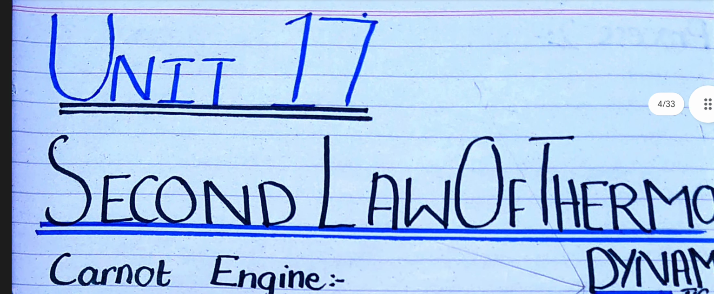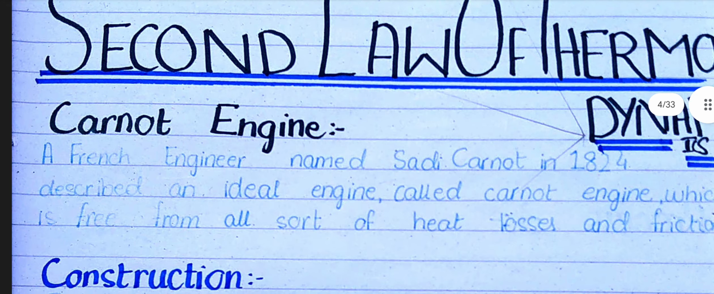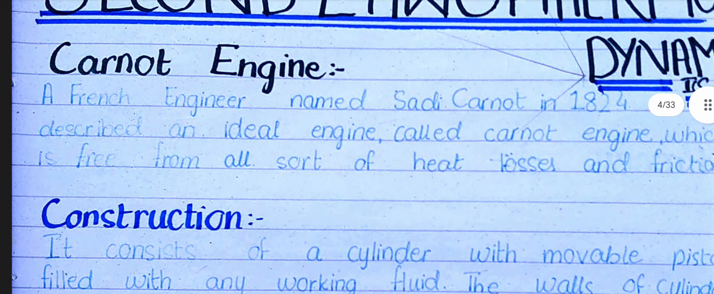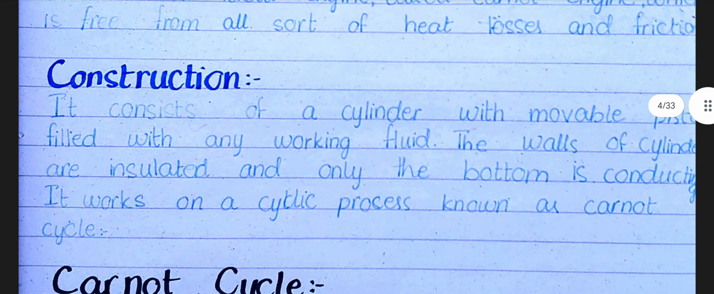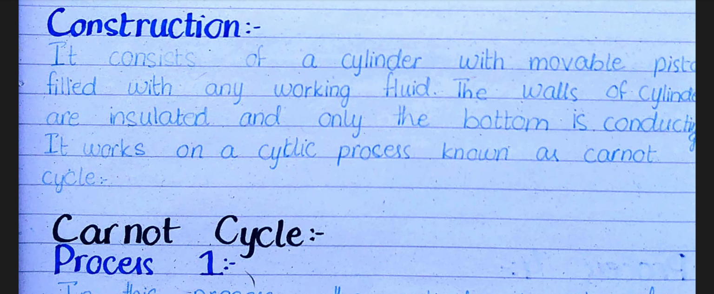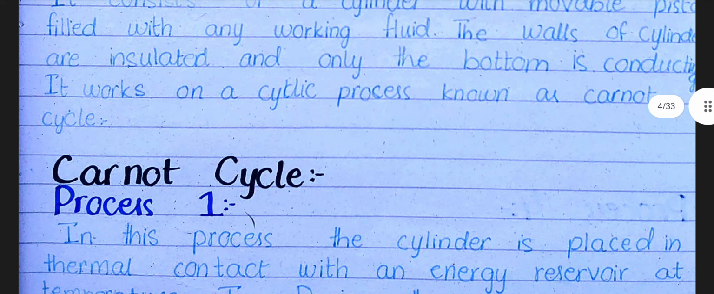Unit 17. Second law of thermodynamics, Carnot engine. A French engineer named Sadi Carnot in 1824 described an ideal engine called the Carnot engine, which is free from all sorts of heat losses and friction. Construction: it consists of a cylinder with a movable piston filled with any working fluid. The walls of the cylinder are insulated and only the bottom is conducting. It works on a cyclic process known as the Carnot cycle.